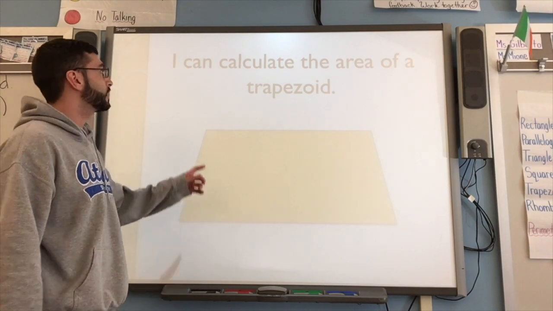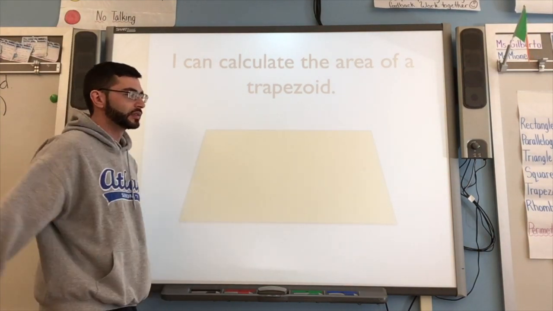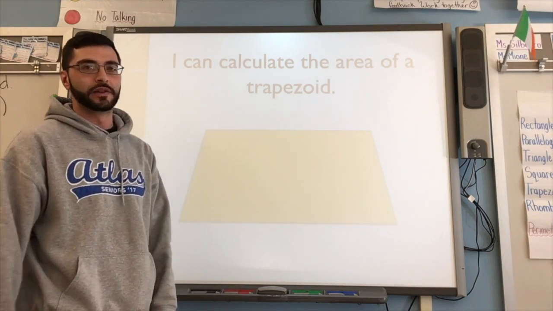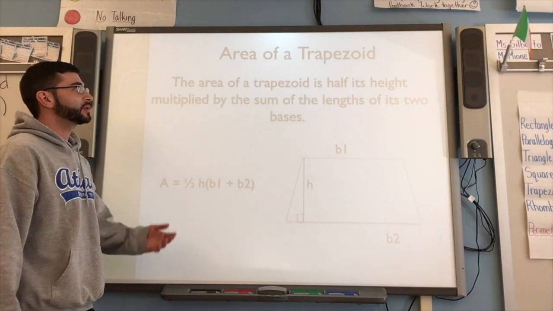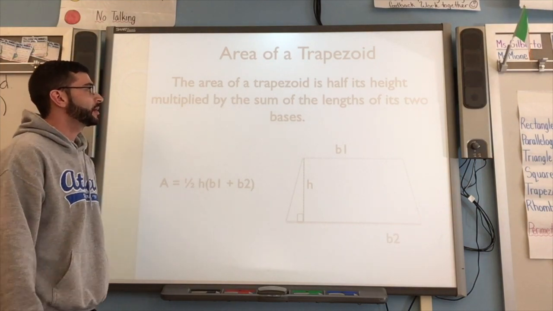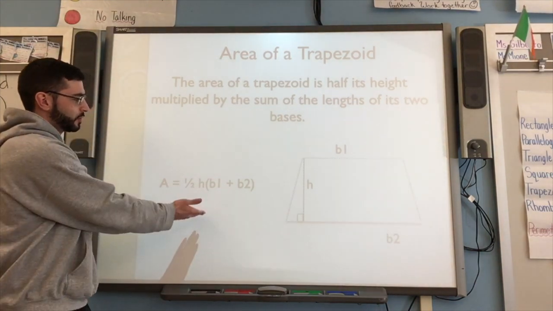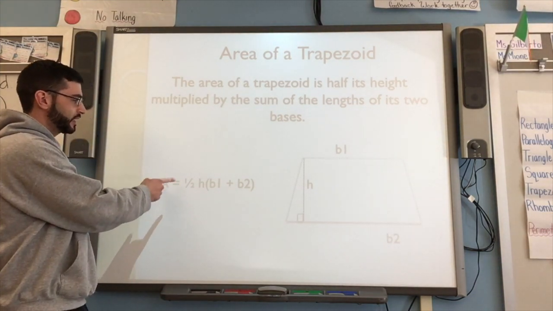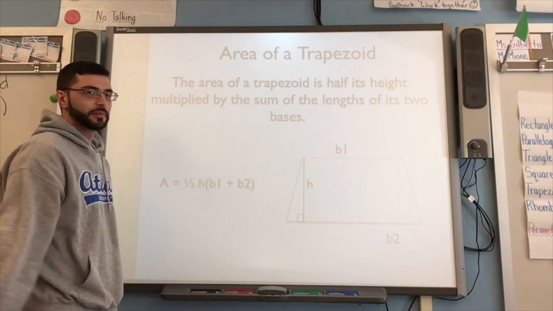So today's learning target, we're going to be calculating the area of a trapezoid. And this right here is the trapezoid. It's going to be a new polygon that we're going to be including in our lessons now. The area of a trapezoid is half its height multiplied by the sum of the lengths of its two bases. So in order to sum that up, we have this formula here. It's shown as area equals half the height multiplied by base 1 plus base 2.